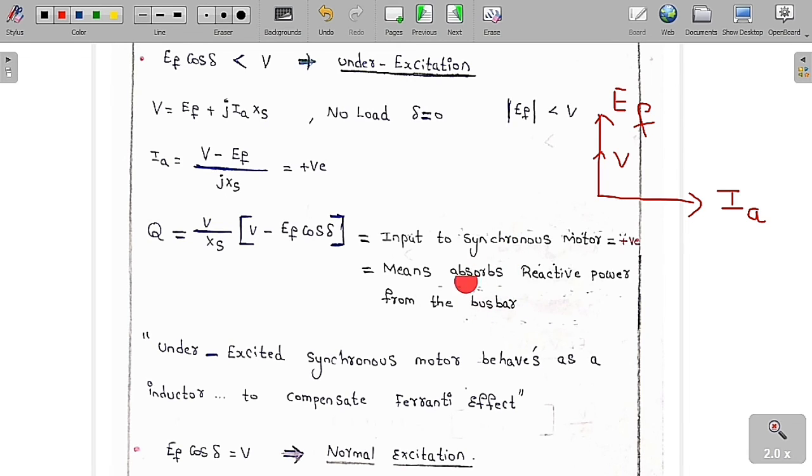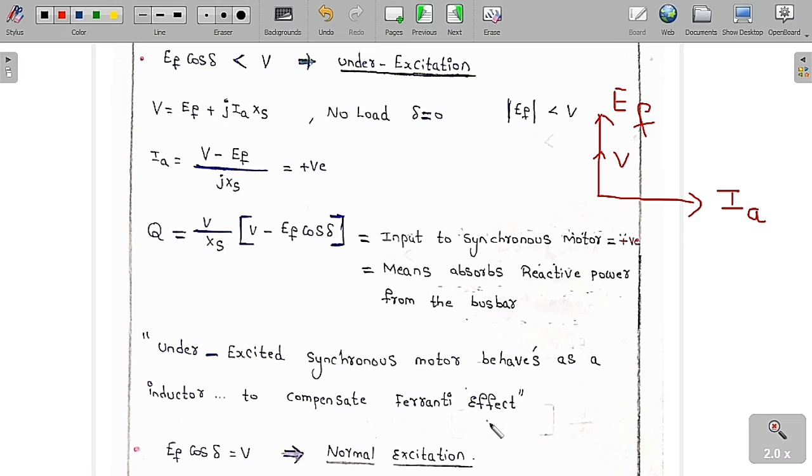So simply we can say that at the under excitation, the synchronous motor is going to be used as the inductor to compensate the Ferranti effect. So at the under excitation, the synchronous motor is going to operate in the lagging power factor. It is going to act like a pure inductive load, so it is going to accept the reactive power from the bus bars, and we can say it is used to compensate the Ferranti effect. For both over excitation and under excitation, we should not connect any mechanical load at no load condition.